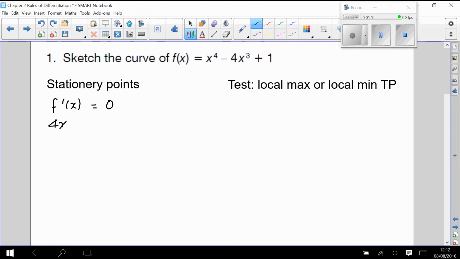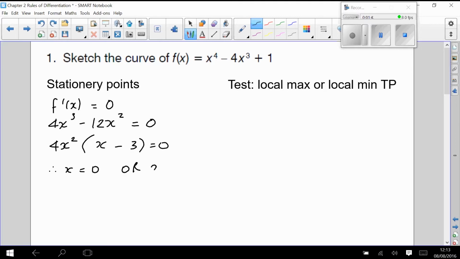That will be 4x cubed minus 12x squared is equal to 0. In other words, if I factorize now, I'm going to get 4x squared and then x minus 3 is equal to 0, which means that I could possibly have a stationary point when x is equal to 0 or when x is equal to 3.